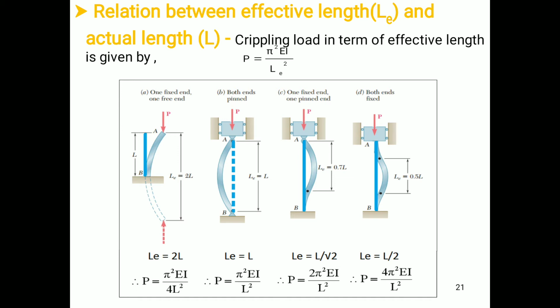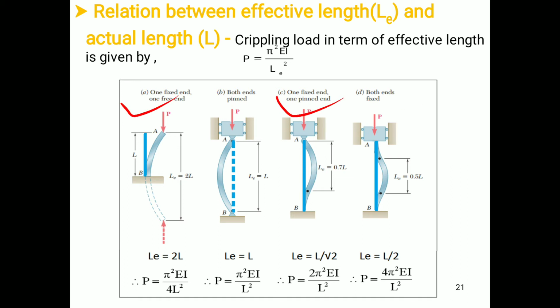Remember that amongst the four, the second one is an ideal condition. Amongst these four end conditions, the second one is the ideal end condition, and with respect to that we are going to compare end conditions first, third and the fourth one.